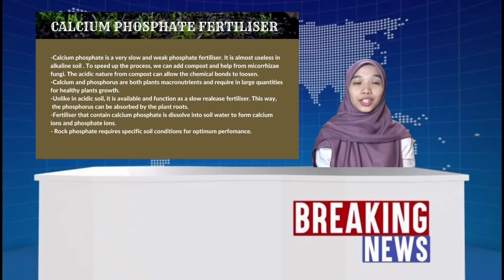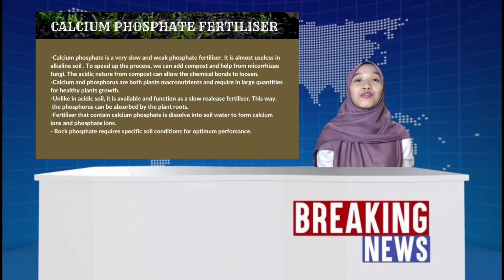Move on to the function of calcium phosphate. There are a lot of functions of it. So first, calcium phosphate is a very slow and weak phosphate fertilizer. It is almost useless in alkaline soil. To speed up the process, we can add compost and help from mycorrhizal fungi. The acidic nature of compost can allow the chemical bond to loosen.